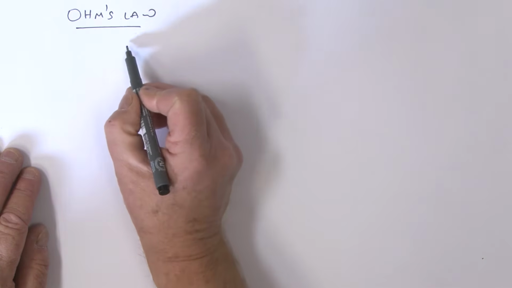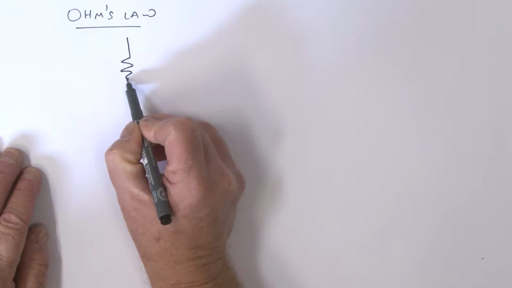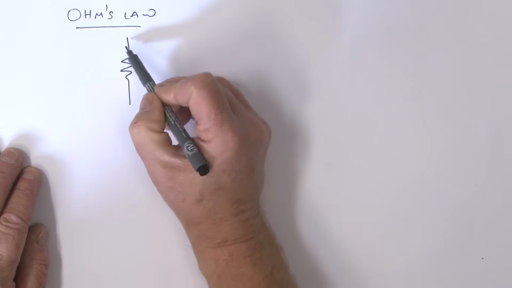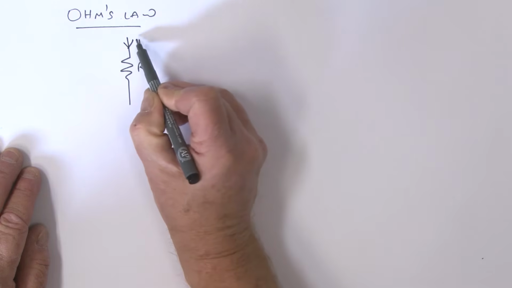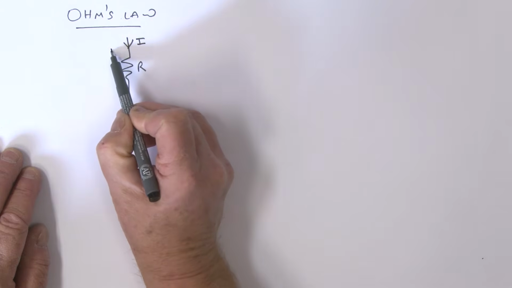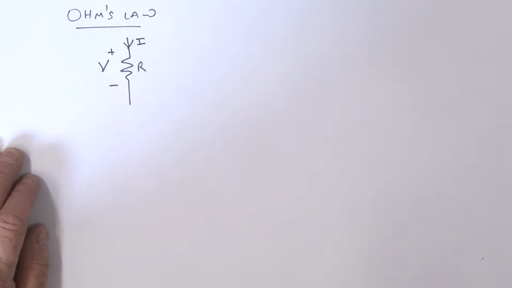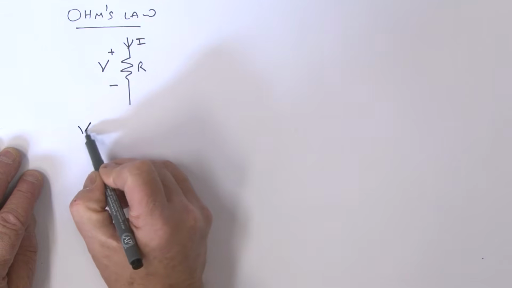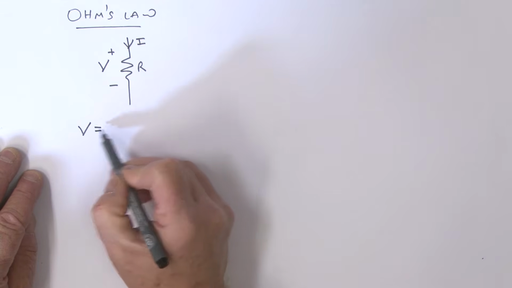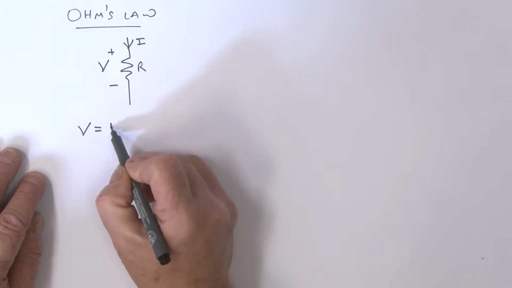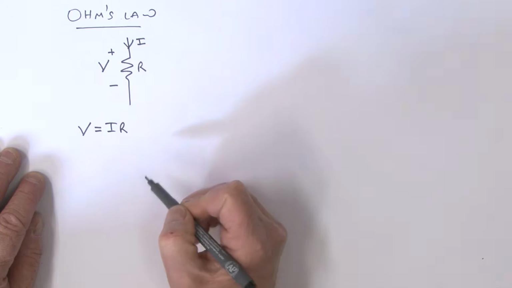Now what Ohm's law states is that if I have a resistor, R, and we have a current flowing through that resistor, which is I, that develops a voltage across it, which we'll call V. Ohm's law simply states that the voltage across that resistor is equal to this current, I, times that resistance, R.